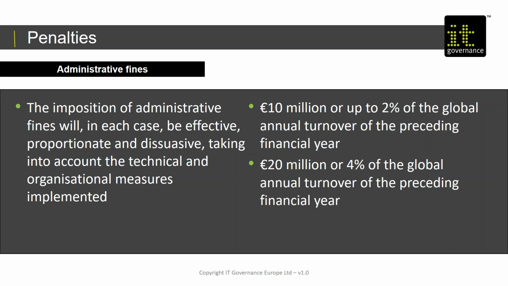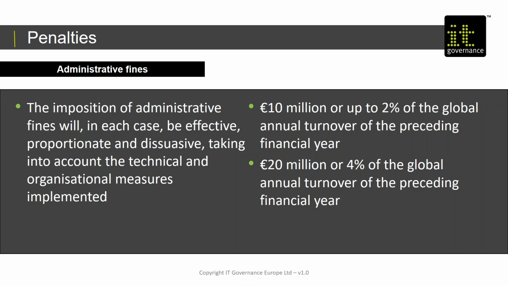The lower level fine of €10 million or 2% of worldwide annual turnover, whichever is greater, can be imposed for certain breaches, such as failing to notify breaches to the supervisory authorities or to data subjects, for not observing the requirements of data protection by design and by default, or even for failing to appoint a data protection officer, or DPO, where it is mandatory to do so.